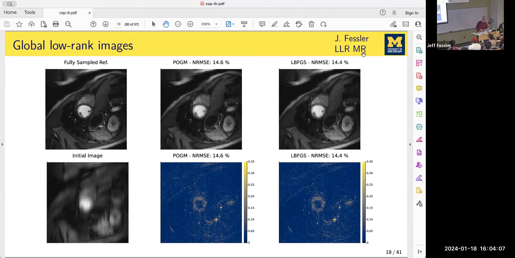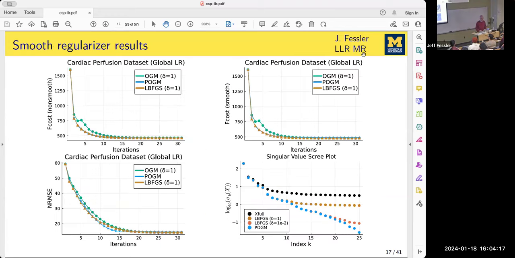Any questions about the global low rank before I move on to the locally low rank? Yes. So the POGM is solving the nuclear norm. That's correct. L-BFGS is solving the smooth approximation. That's exactly right. And despite that, and this is the nuclear norm version of the cost function, the cost function looks virtually identical.